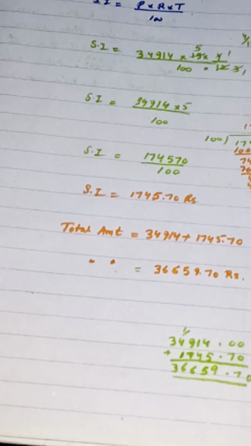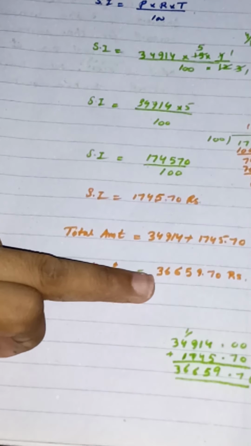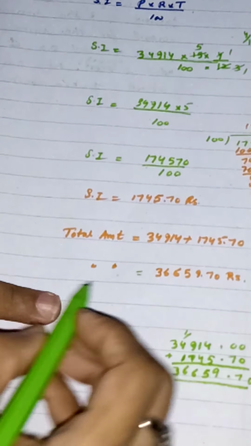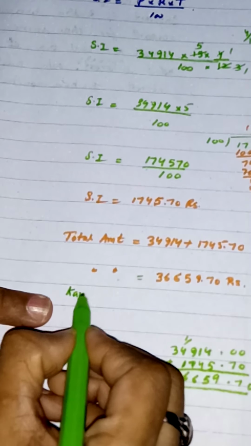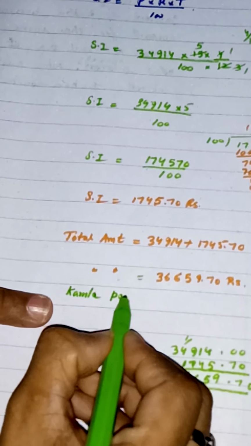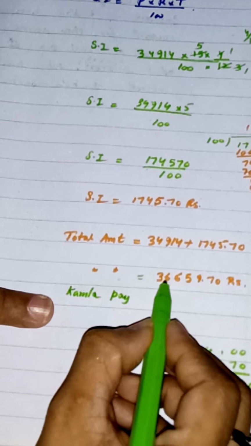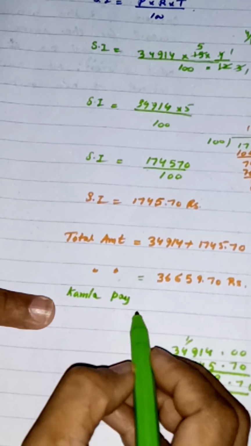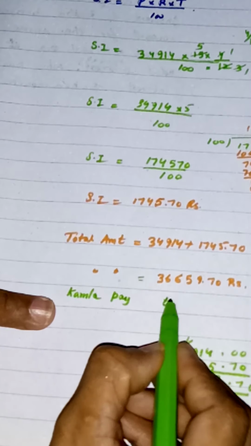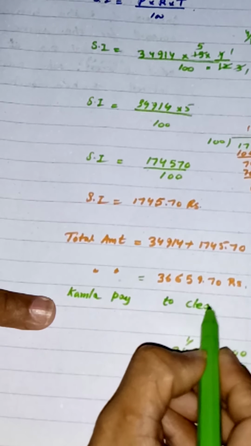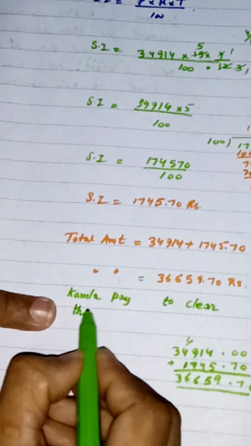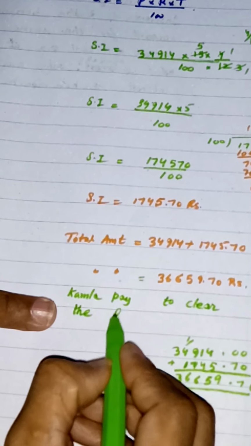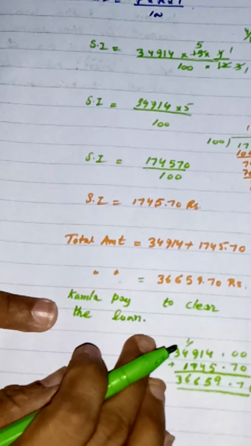So Kamla, at the end of 2 years and 4 months, paid to the bank 36,659.70 rupees to clear the loan after 2 years and 4 months.